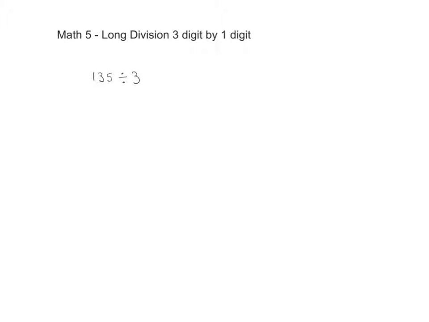Okay, so the first thing we're going to do is 135 divided by 3. The thing that's doing the dividing, so we're breaking it up into 3 groups, always goes in the front when we're long dividing. And we're going to use this division symbol here. You've probably seen it before. And the thing that's being divided, the 135, goes underneath this division symbol. So this is what we're going to do.